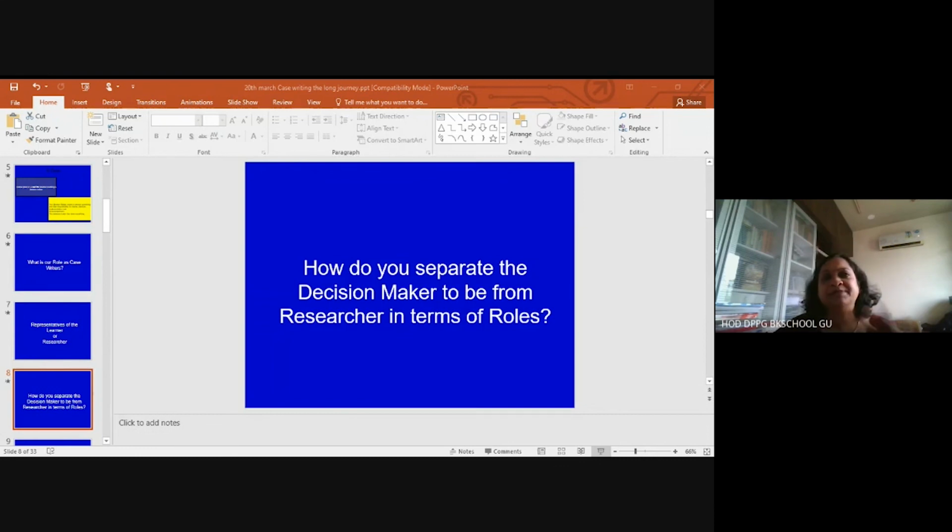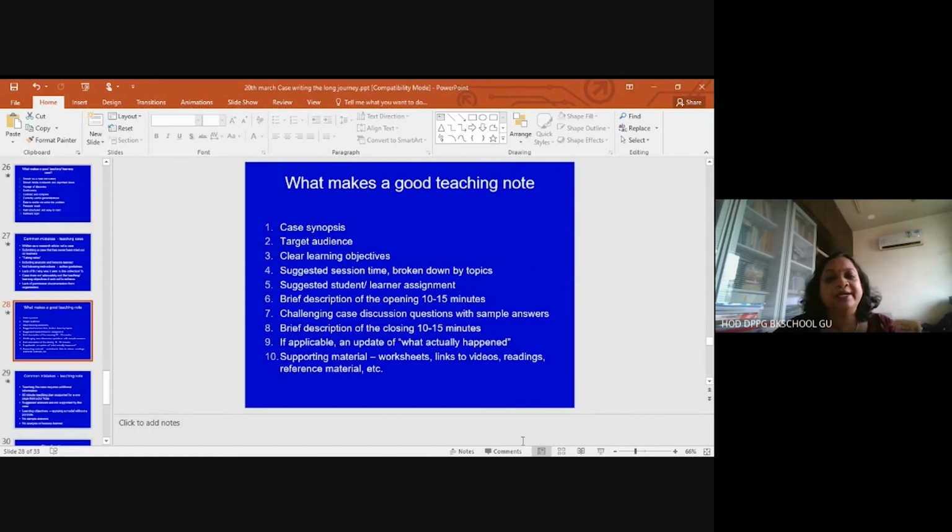If some situation has happened that you want participants to discuss during the case, then in the teaching note, you have to give a reference on exactly what has happened in the organization. So at the end, the facilitator can teach and can discuss that in the class. And lastly, you should also attach the supporting material, right? Either it is worksheets, or a link to a video, or readings or reference material, whatever it is, you should provide it.